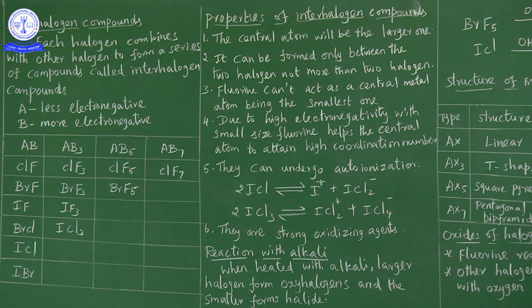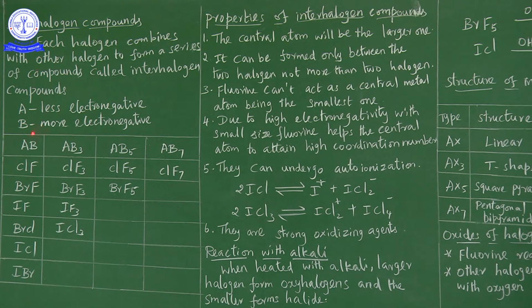Iodine forms interhalogen compounds with the more electronegative elements: fluorine, chlorine, bromine. So then it can form compounds like IF3 and ICl3. So the interhalogen compounds are of 4 types: AB, AB3, AB5, AB7.